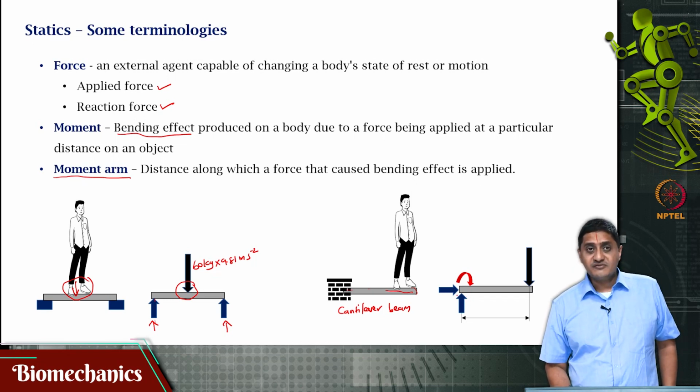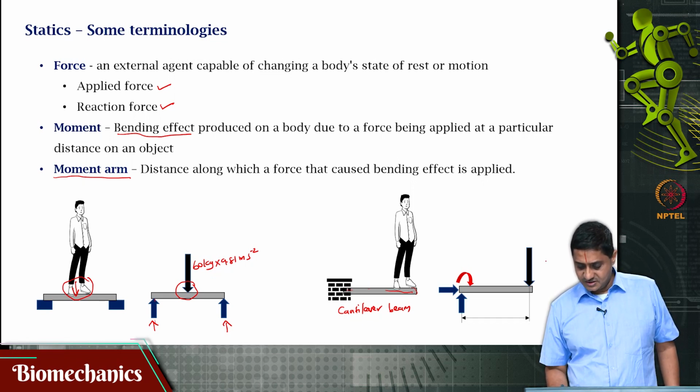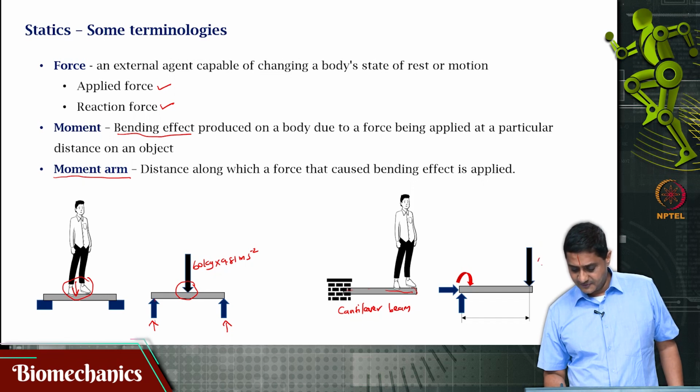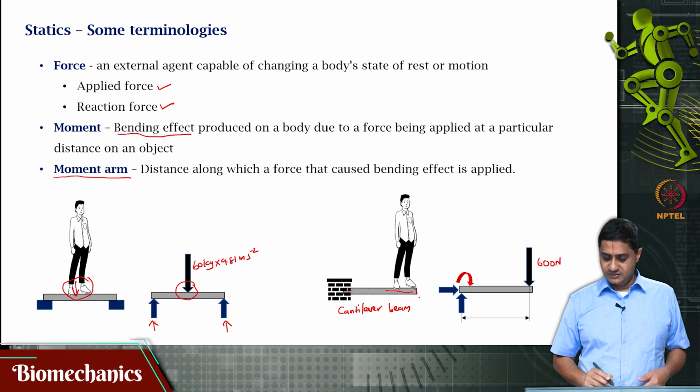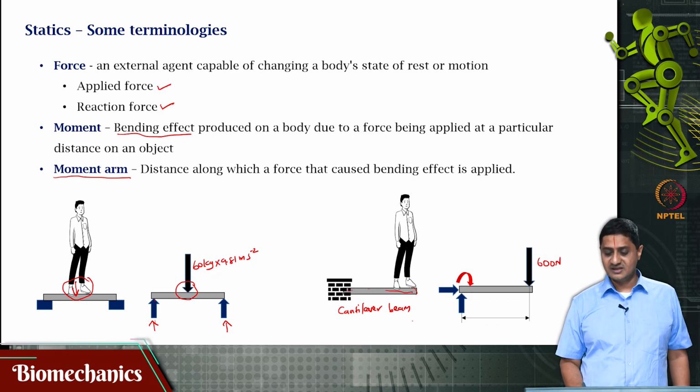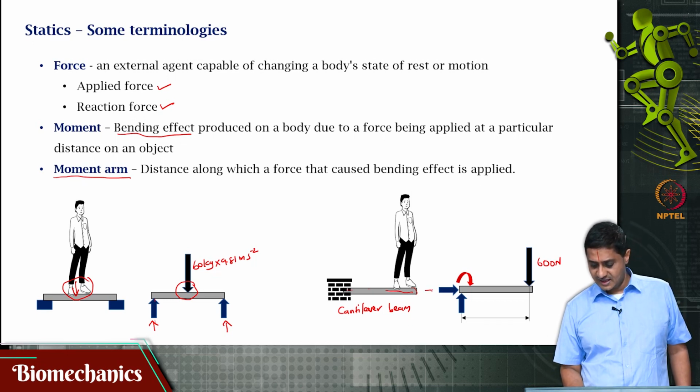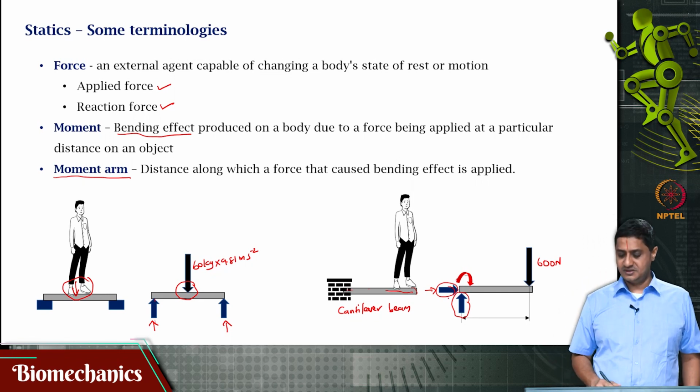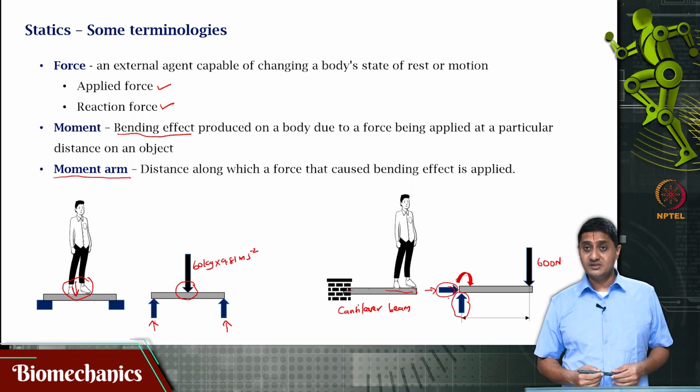So, I am drawing the free body diagram of this situation. The person's weight is applied at the edge. Again, this person's weight is approximately 600 Newton. So, this is the free body diagram of the cantilever beam. There is an axial force given by this, a transverse force given by this, and a moment that is caused. How do we know this?